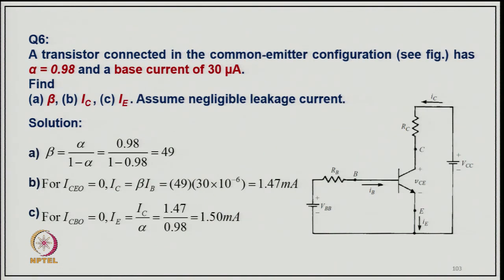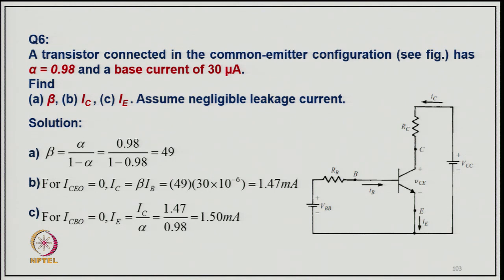Now, coming to problem 6: a transistor is connected in the common emitter configuration, shown here in the figure, which is a very common configuration, with alpha equal to 0.9 and base current of 30 microampere.